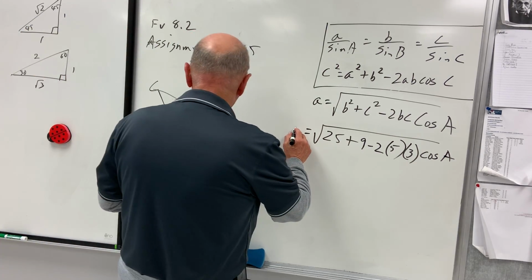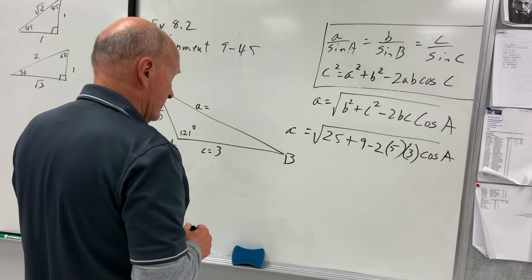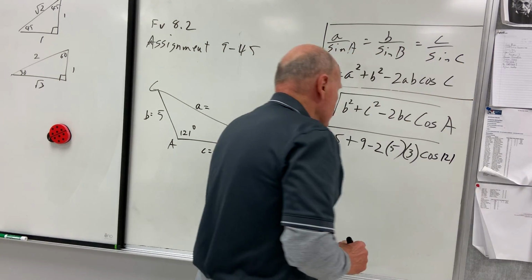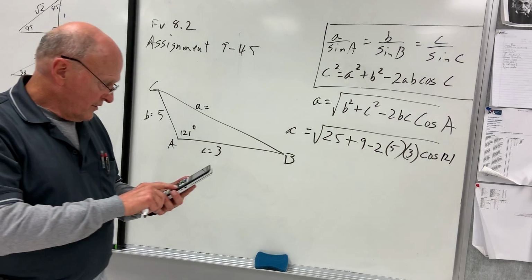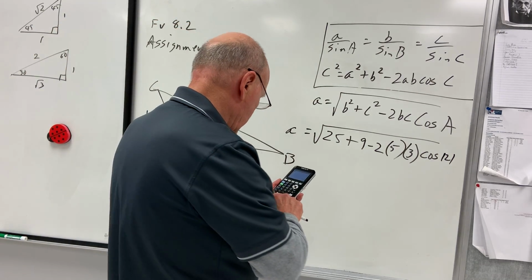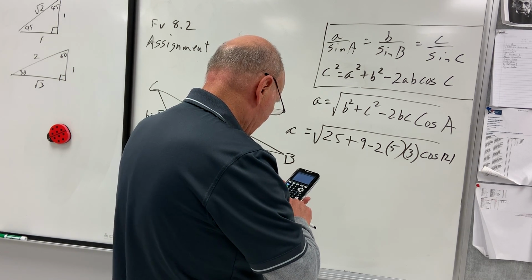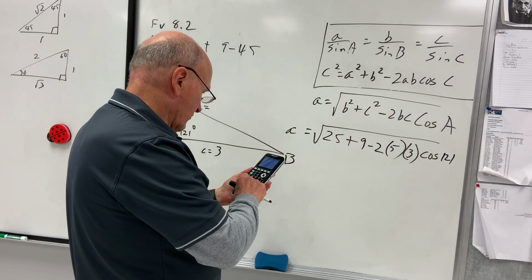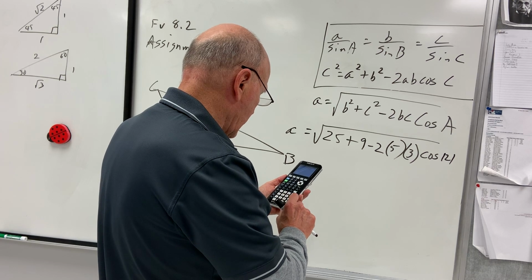All right. And I'll put the A in here, that's 121. And we're just going to plug that into our calculator. So let's all do that. And certainly you guys are going to plug in a lot faster than I do. I've got second square root 25 plus 9 minus 2 times 5 times 3 times cosine. I sure hope I have this on degrees. Cosine of 121. Close parentheses, hit enter.